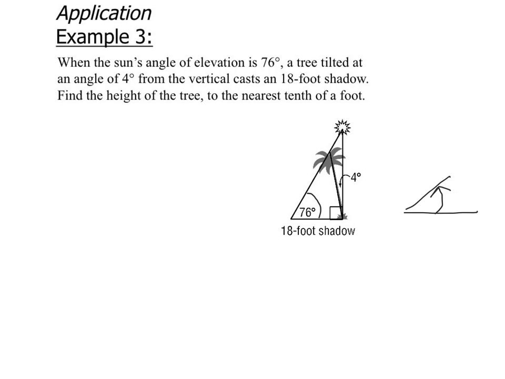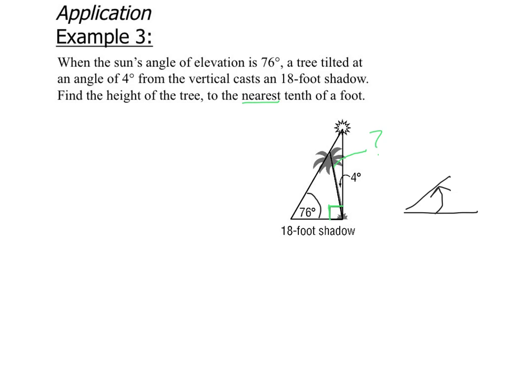And a tree is tilted at an angle of 4 degrees from vertical, and it casts an 18-foot shadow. And then there is the picture of all of that. And what they're asking us to do is find the height of the tree. So this side right here is our unknown. Well, the first thing I notice is down here I have a right angle. And I have this 4 degrees.